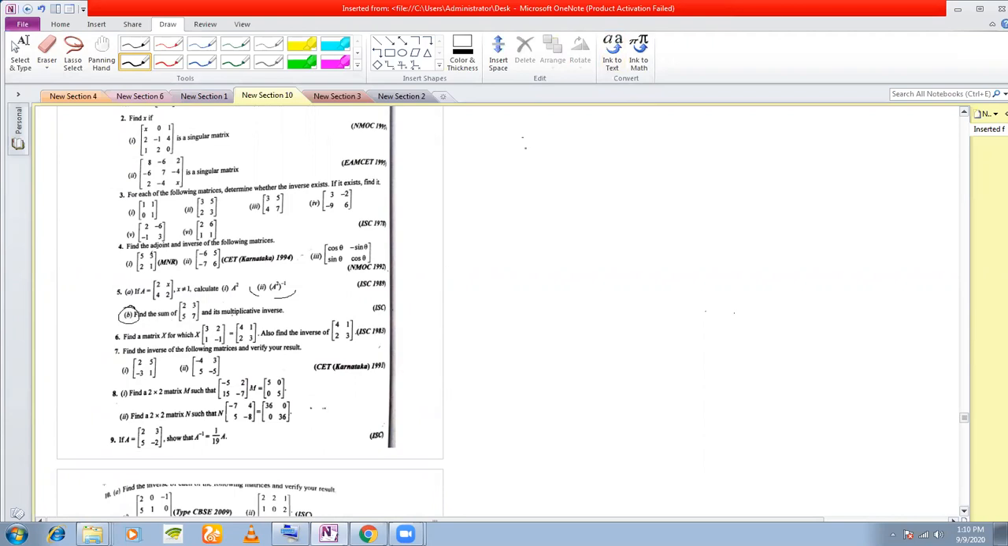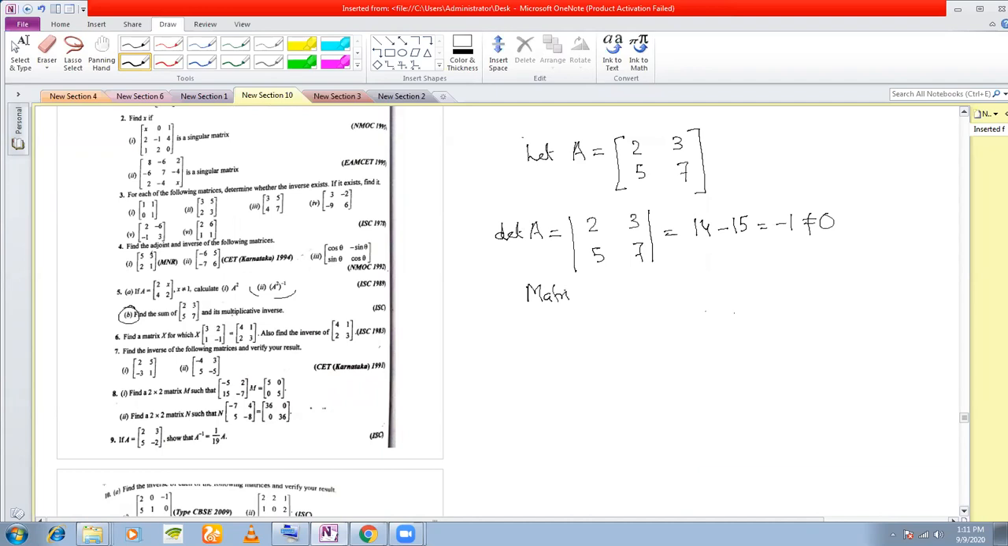But for multiplicative inverse, see here 5b: the question is find the sum of this and its multiplicative inverse. So I say let A be equal to the matrix 2, 3, 5, 7. You need to find the sum of A and its multiplicative inverse. Multiplicative inverse means simply inverse. So let us find the inverse first, then I will add it with A. If I calculate det A first, det A is equal to 14 minus 15, which is minus 1, not equal to 0. This means that matrix A is non-singular.